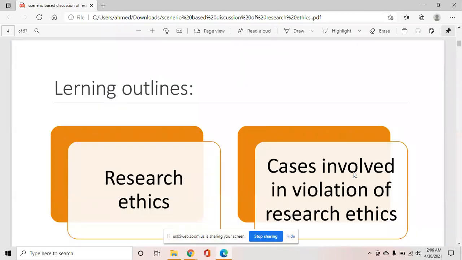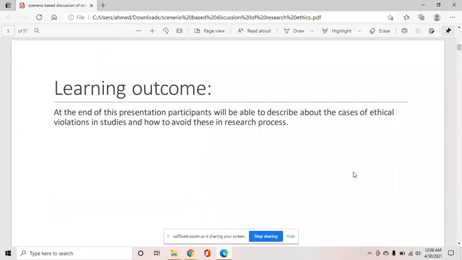Learning outlines. Research ethics and cases involved in violation of research ethics. Learning outcome. At the end of this presentation, participants will be able to describe the cases of ethical violations in studies and how to avoid these in research processes.